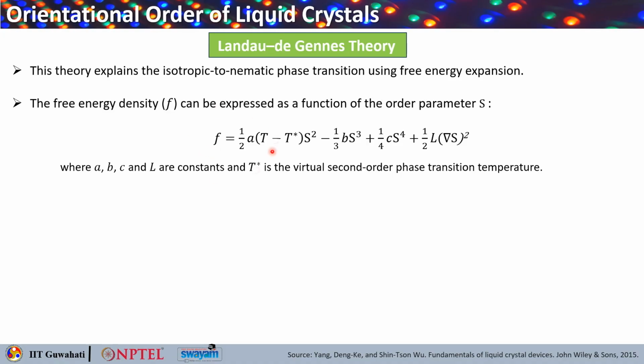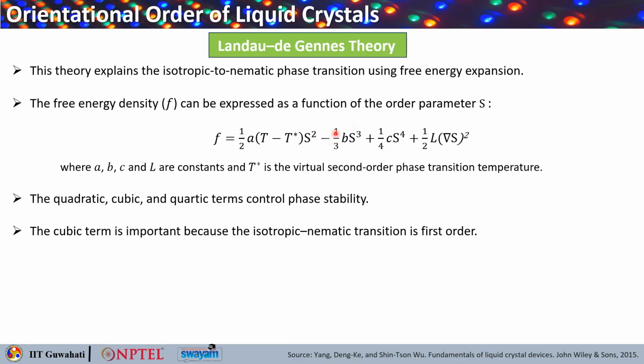So, small f, which is basically the free energy density, is related to half A (T minus T star) S square minus 1 by 3 B S cube plus 1 by 4 C S to the power 4 plus half L delta S square. Now, this small a, b, c, L are basically constants, and T star is basically the virtual second order phase transition temperature. Now, this quadratic, cubic and quartic, these terms control the phase stability.